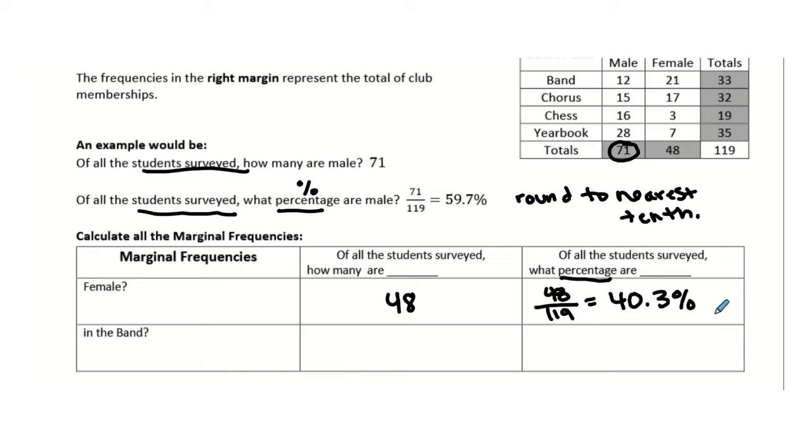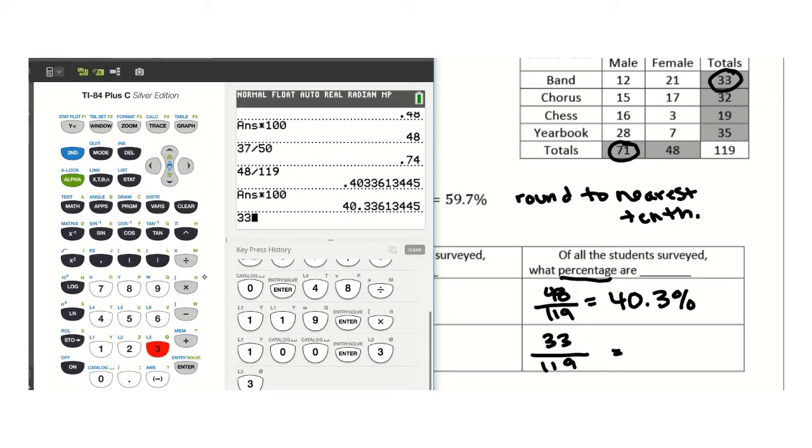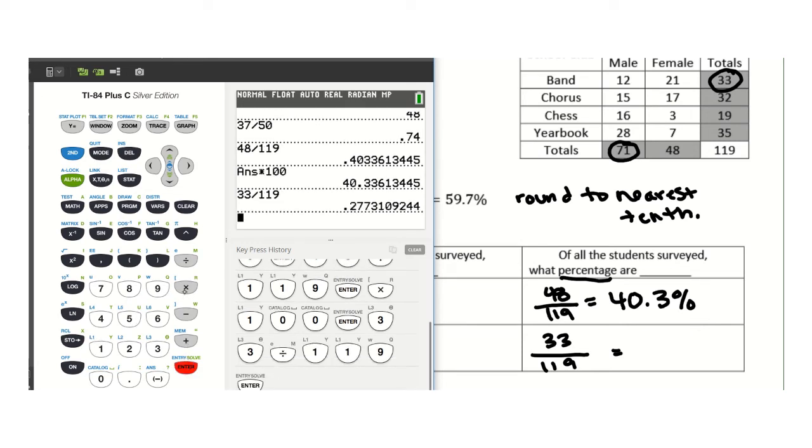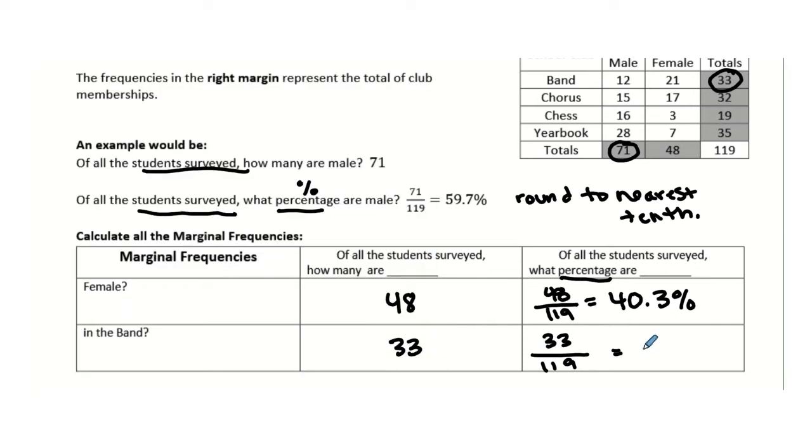Let's try the next one. Of the students surveyed, how many are in band? So the total number of students in band is 33. Of the students surveyed, what percentage are in the band? So that's 33 band students out of 119. So I'll do 33 divided by 119, and then I will multiply by 100. And we get 27.7%.